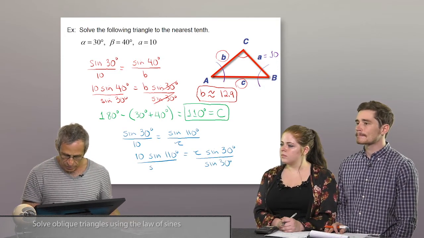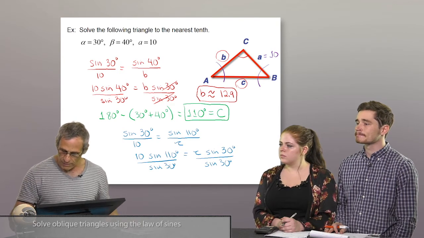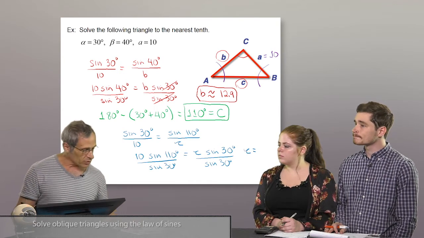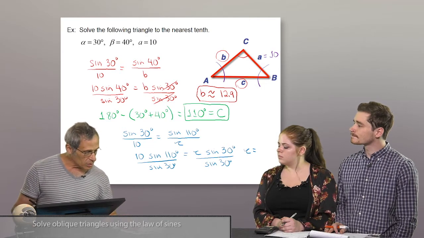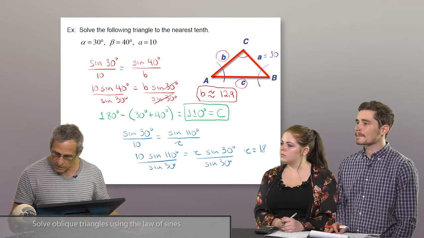We just have to do this particular calculation. And if you're okay with it, I'll just look up the result. But the result here, little c is equal to, wait for it, 18.8.